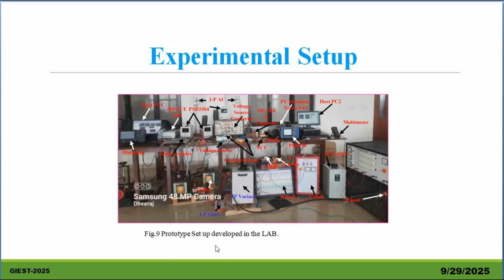Figure 9, prototype setup developed in the lab, that is, the experimental setup developed in the lab. Here are some of the instruments we used: a host PC, one controller dSPACE 1202, and a single phase VSC. Here is the PV simulator, which is emitter based, and the load is also connected here. Various sensors, voltage sensor and current sensor, are also used, and to record the results we use an MSO.